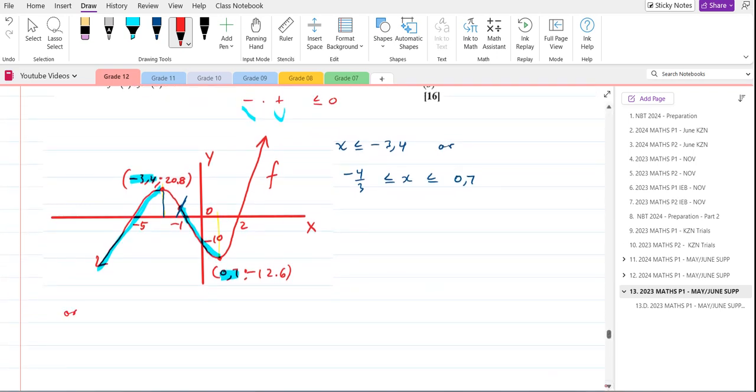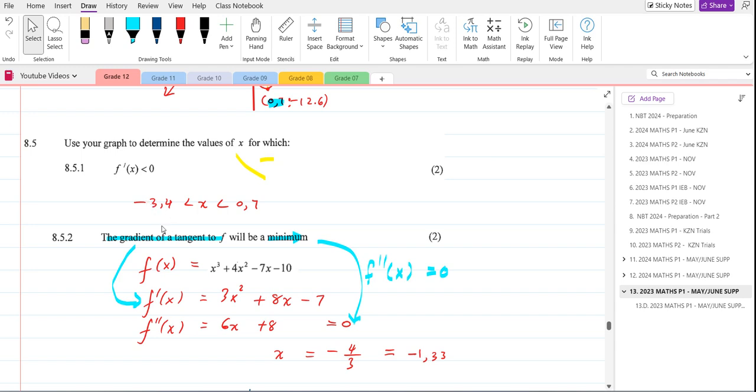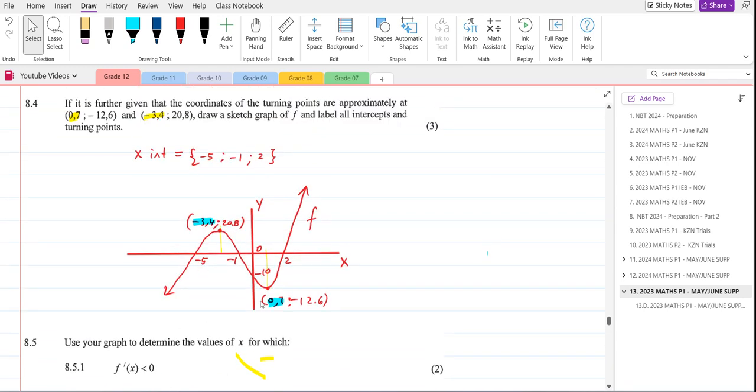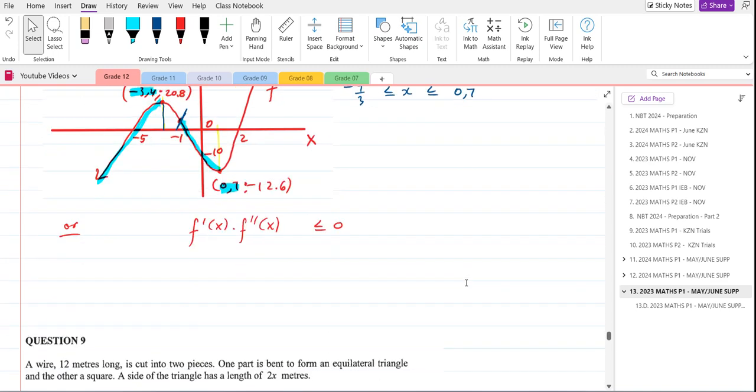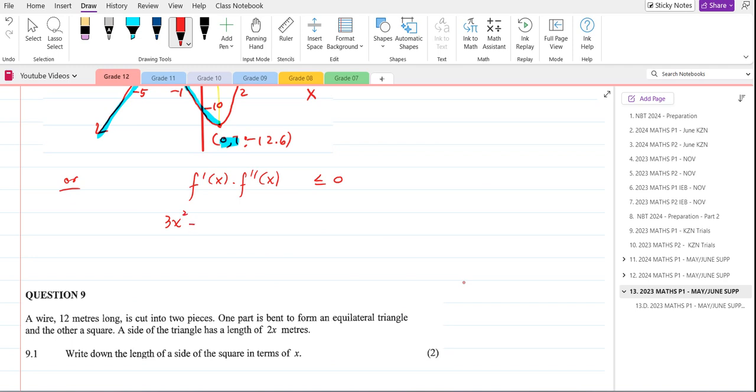I can show you the algebra method. f prime x times f double prime x is less than or equal to 0. Remember what f prime x is, but now it's going to be difficult to find the factors for f prime x, so we're just going to use the values that they gave us here, minus 3.4 and 0.7, the x values, because remember the derivative is 3x squared plus 8x minus 7, and f double prime x is 6x plus 8, less than or equal to 0. That's what we had.